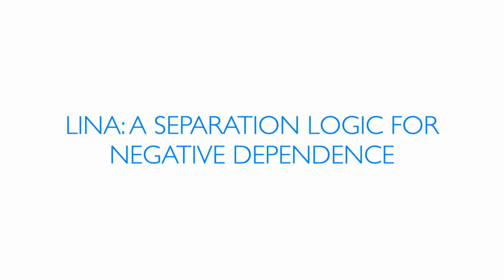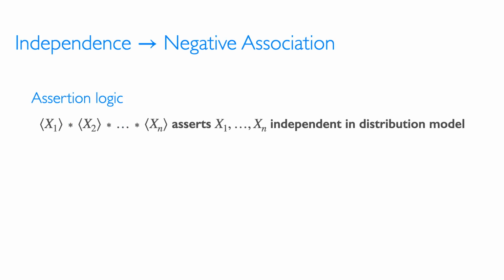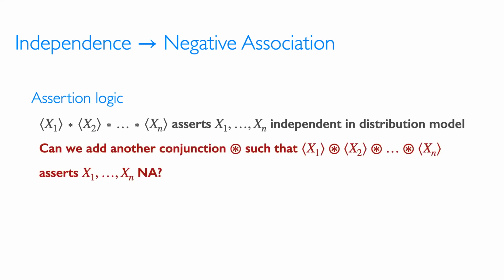Okay, any other question? All right, then let me move into our contribution, which is a similar separation logic. Actually it is an extension of their separation logic, but where we have a notion of negative dependence. Okay? So in their logic, they have something like this, and if we have the star of a bunch of variables, then these assert that the variables are independent in the distribution model. Now, what we look at is, can we add another conjunction that states that the variables are negatively associated?